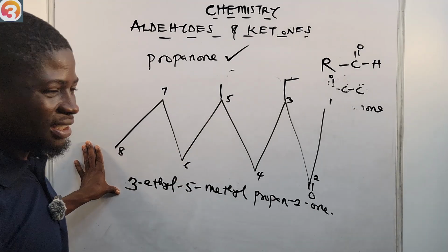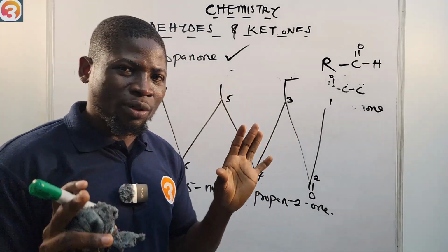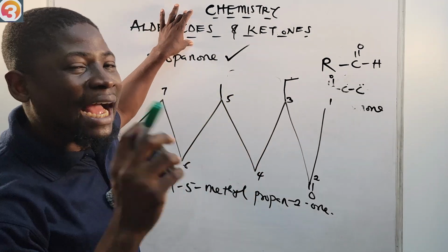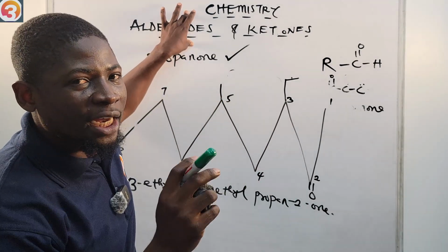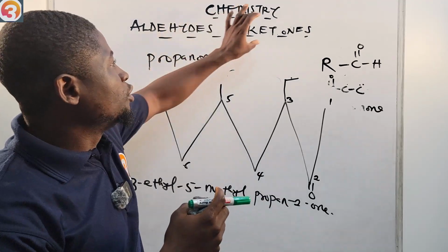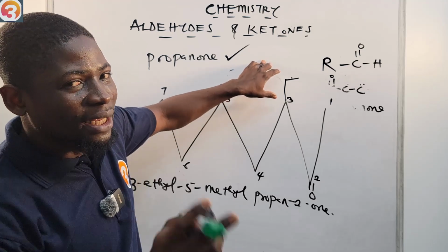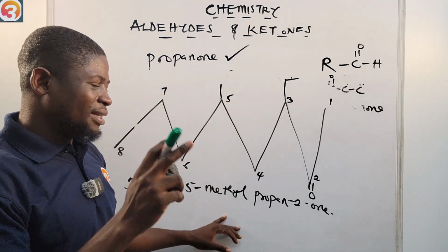It's very, very easy. The only thing you need to bear in mind about aldehydes and ketones is that aldehydes cannot appear in the middle of a chain. They can only appear at the end or at the beginning, while ketones can only be found in the middle of the chain. They cannot appear at the beginning or at the end. Please take note of that.